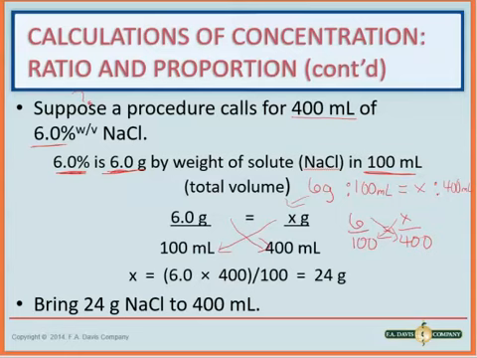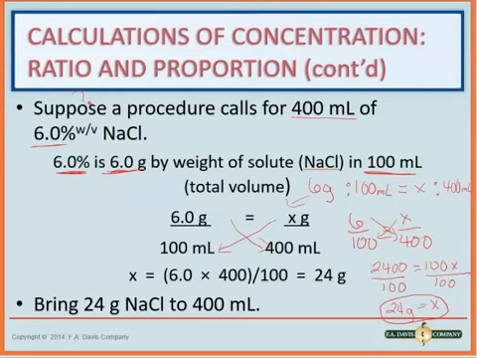So 6 times 400 is 2400 equals 100x. And then we want x by itself, so we're going to divide by 100. So x is going to equal 24. And what's our units of measurement? Grams. So x equals 24 grams.